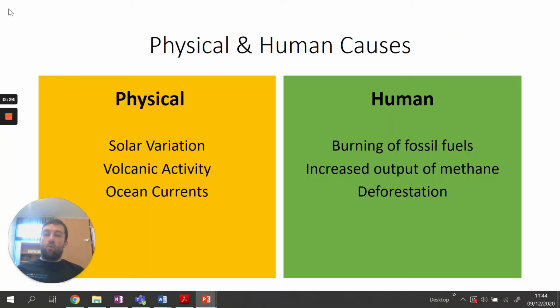So there are both physical and human causes, and it's important to know that because climate change has actually been happening for millions of years through these physical causes. Humans in the last 200 years have just added to that by the burning of fossil fuels and the activities that we do surrounding that.